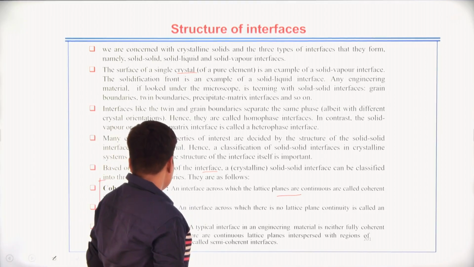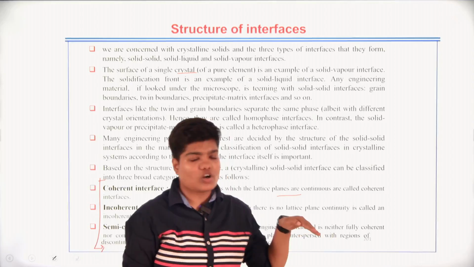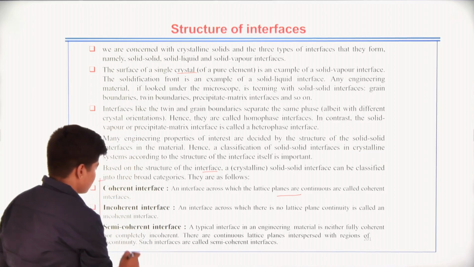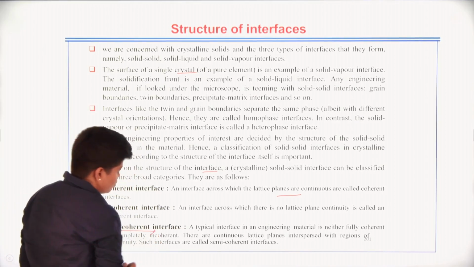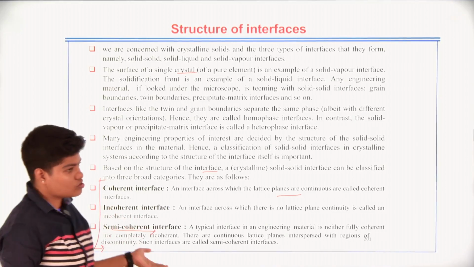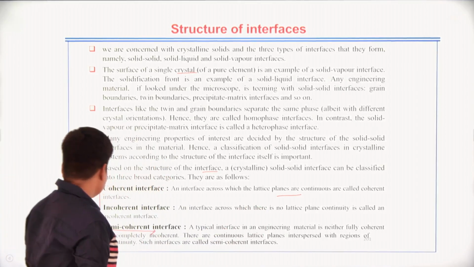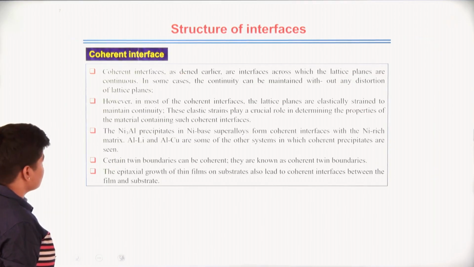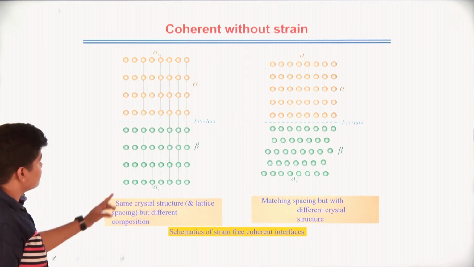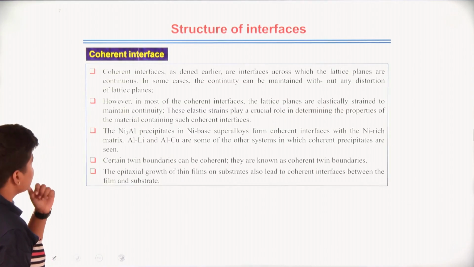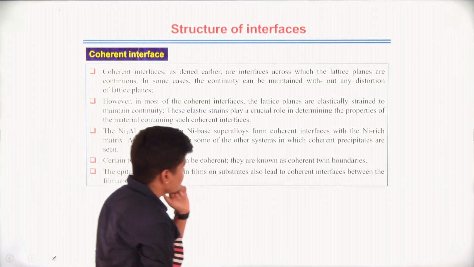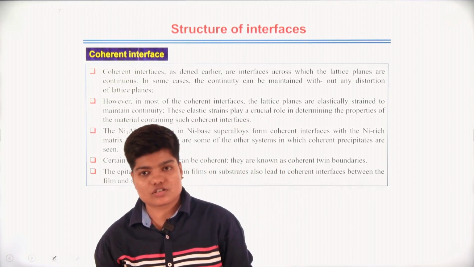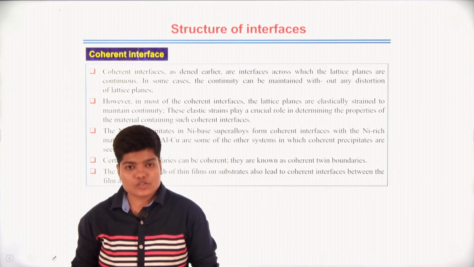In the semi-coherent interface, we can see two types: there will be continuity and also discontinuity. From the diagram we can understand better. First, see what coherent interfaces are. Coherent interfaces are interfaces across which the lattice planes are continuous. There will be small distortion, so the energy will be small, minimum.